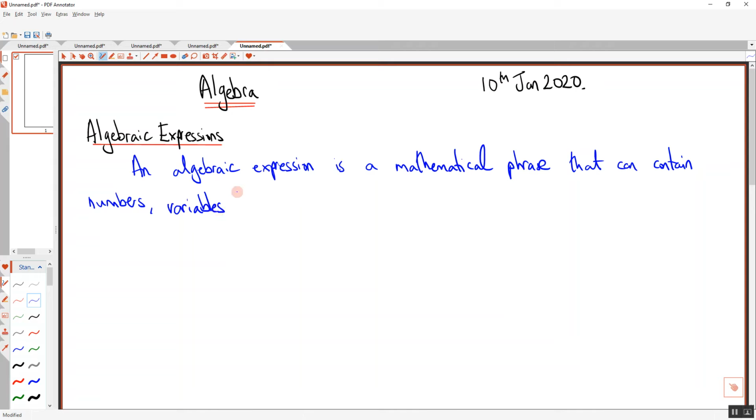variables. Who knows what I mean by the word variables? Gordon? I think a variable is like the letter that would follow it, like 2x or something. Right, good. So it's like the letter, okay? So a variable is just like a letter, so it's something that's unknown. So it could be something like x or y. And it also contains mathematical operations.